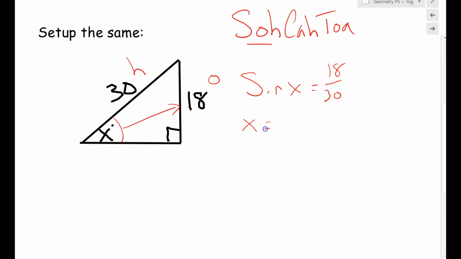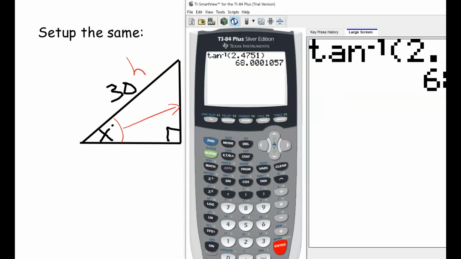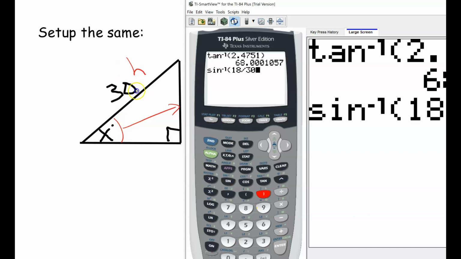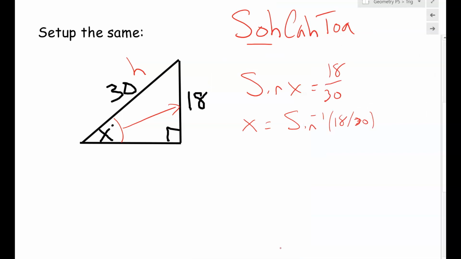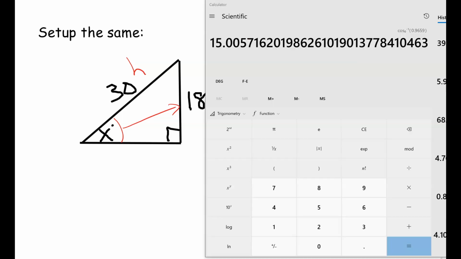I want to get x. What I'm going to do is that second sine, that inverse, and I'm going to go 18 divided by 30. Now on the TIs, it's great because you can see it just like that, but even on the other ones, I would go second sine 18 divided by 30, close my parenthesis, and get my answer. For this one, I'm going to say 36.87. We're going to use 2 decimal places on this one. So 36.87 degrees.